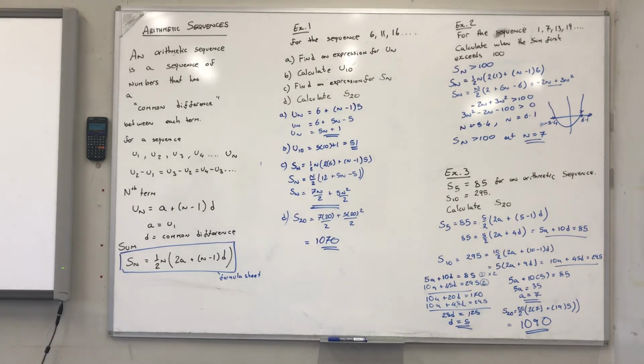It comes out as 10 negative. So you can see, questions can be straightforward, just calculating sequences, but then it can get a bit more complicated and having to do a bit of problem solving. But that is an arithmetic sequence.